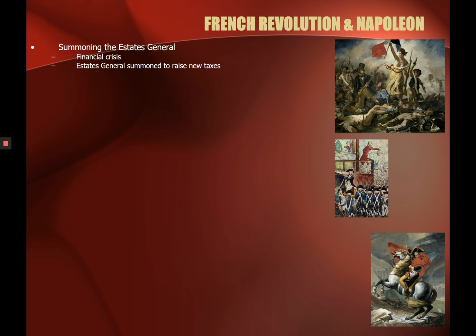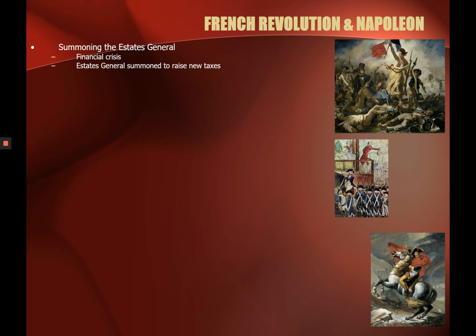At this time, France was divided into three estates. The first estate was comprised of the church and the clergy. The second estate was your upper class nobility. And then the third estate was basically everybody else, all your common people and peasants of France. And pretty much all of the tax burden was on that third estate.